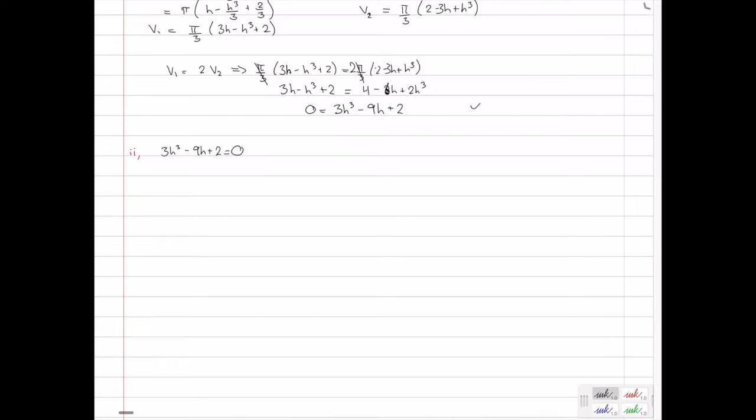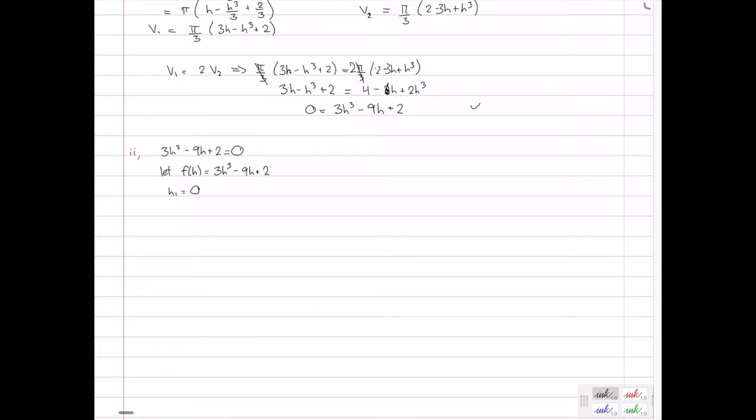Alright, so this is the equation that we got from the previous part, and we want to solve that equal to 0. Now we need to use Newton's method. So let's say let f of h be equal to the left-hand side, 3h cubed minus 9h plus 2. And they said that h1 was equal to 0 was our first approximation. Okay, and then Newton's rule, what does Newton's rule say?